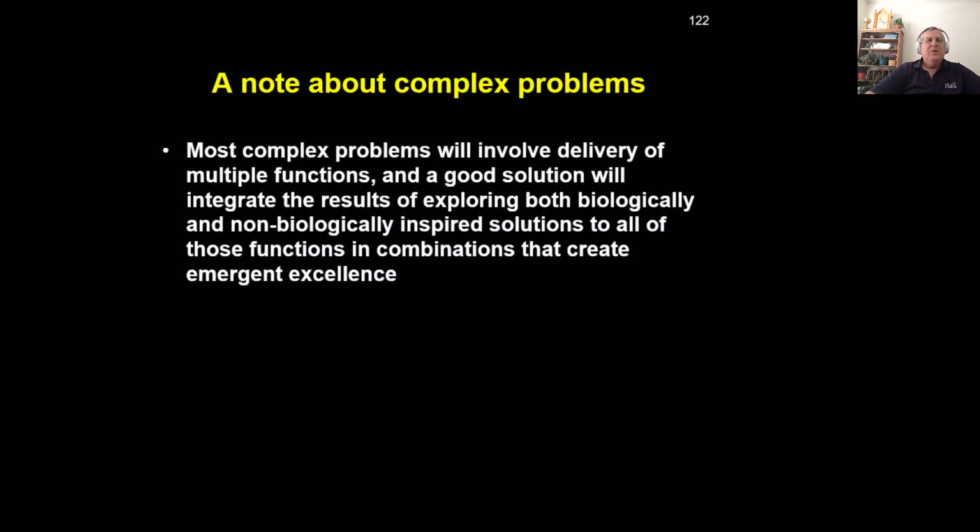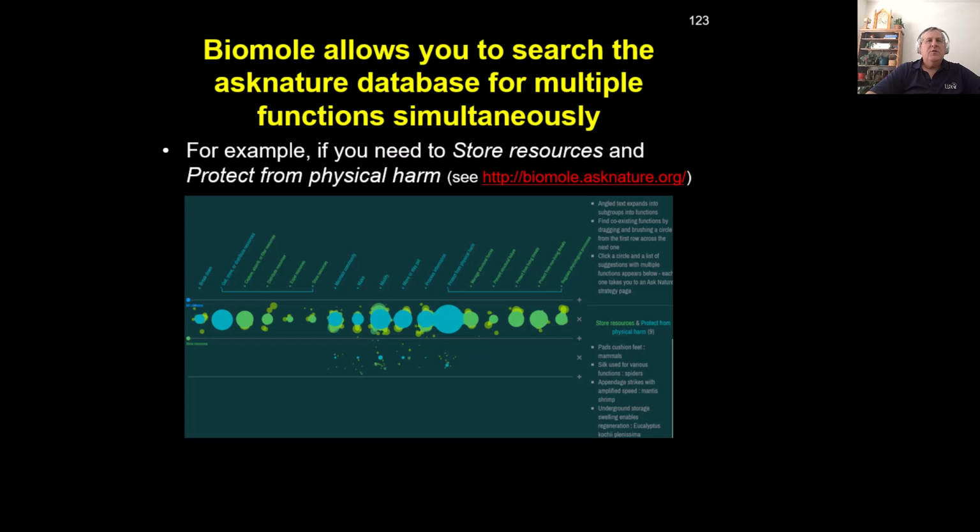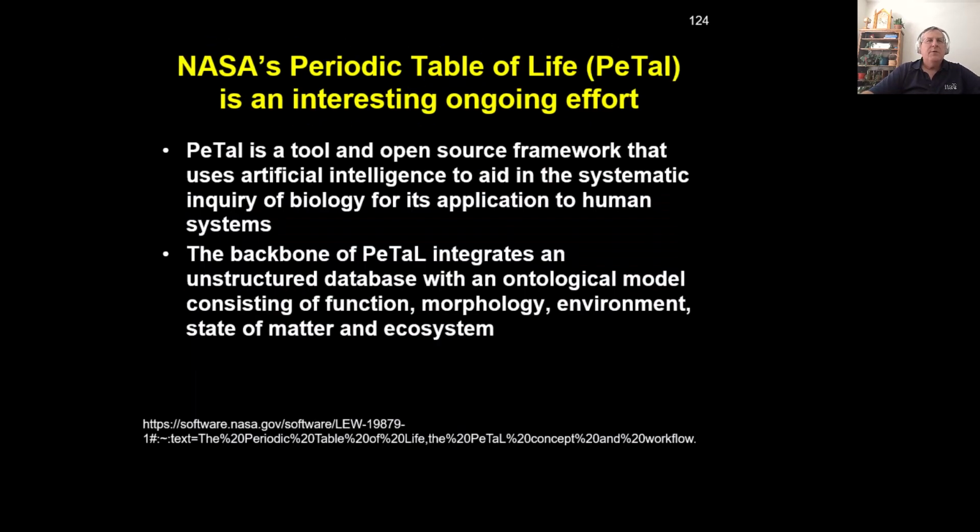Just a quick note, most complex engineering problems that are complicated or non-trivial will involve multiple functions. So there's a pretty interesting front-end, BioM, that can help you search multiple functions simultaneously. There is a ton of work, more of it's covered in the expanded version that we don't have time to go into here, of other people trying to create this roadmap of how I can get the right inspiration to my particular engineering problem. One of them is NASA's periodic table of life.